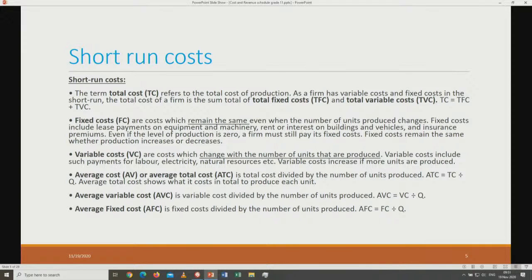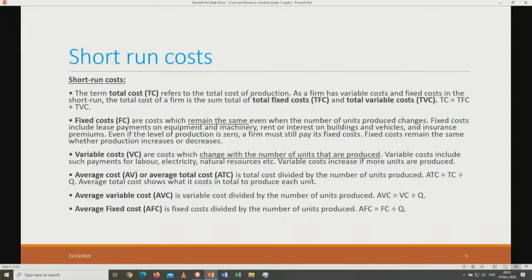We call them average costs or average total cost, AV, or you can use the abbreviation ATC, but we are fine with AV. So this is how to obtain the average cost. You need to have your total cost first. When you take that figure of your total cost and divide it by the number of units produced, it will give you the average cost or the average total cost.